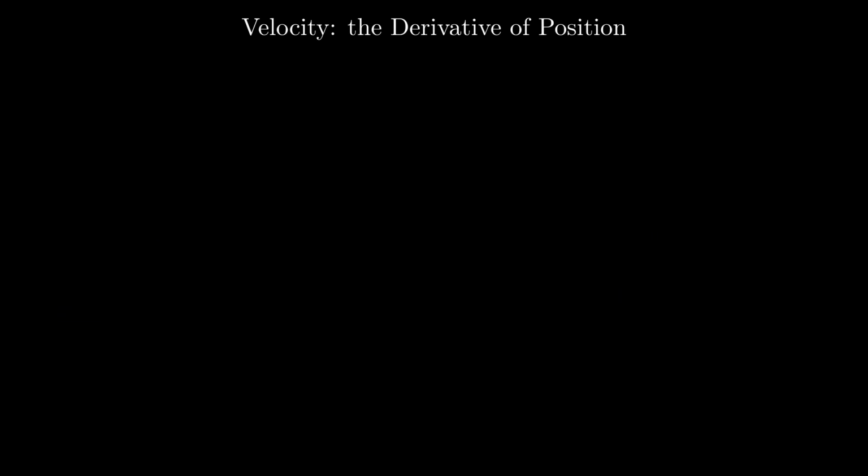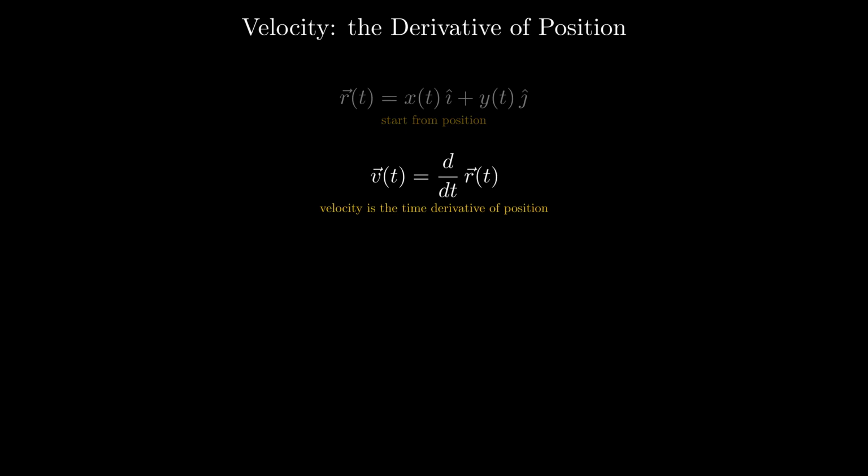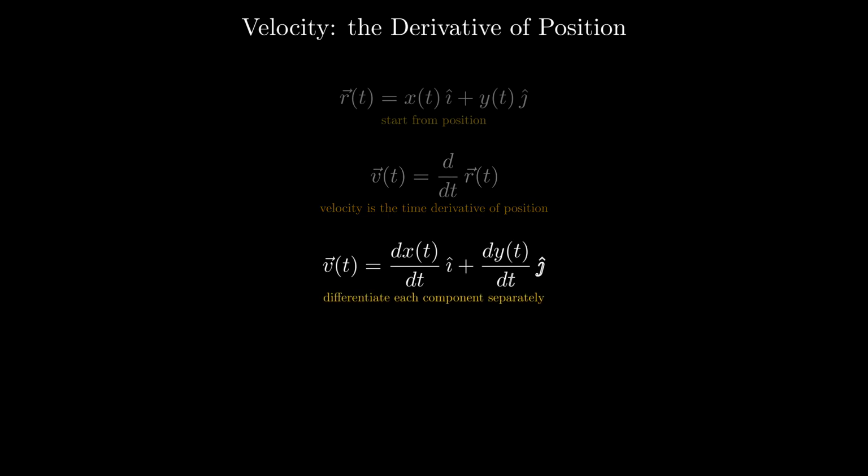Now velocity. Velocity is the rate at which position changes, so the velocity vector is the time derivative of the position vector. And here the independence pays off. Differentiating r vector of t component by component, the velocity vector, v vector of t, equals the derivative of x with respect to t times i hat, plus the derivative of y with respect to t times j hat.